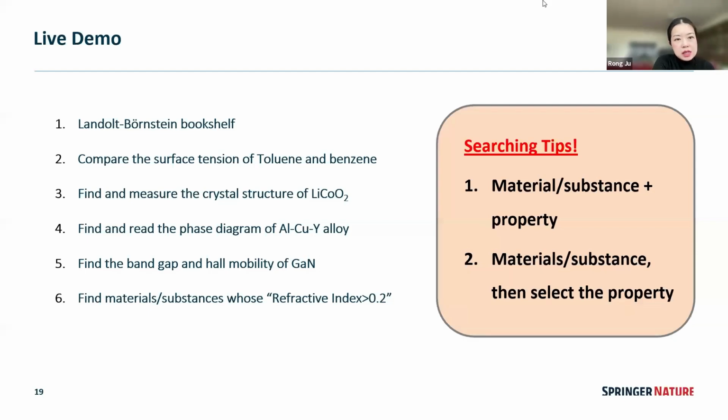Here I prepared 6 examples. The first one is a Landolt-Börnstein bookshelf. It's a book series I introduced. I will show you where you can find it in our database.